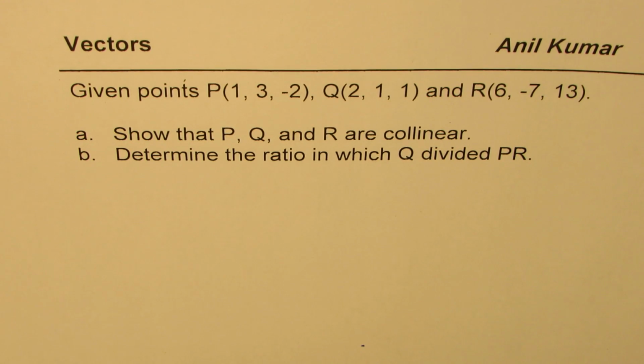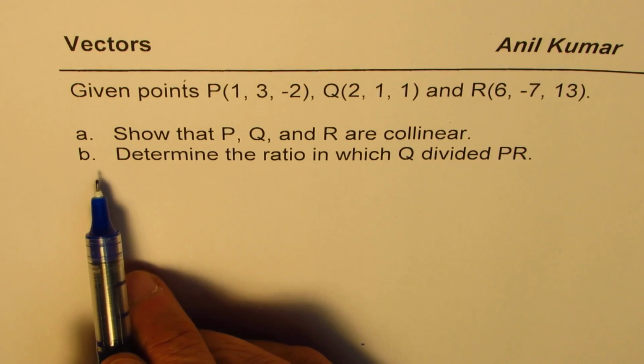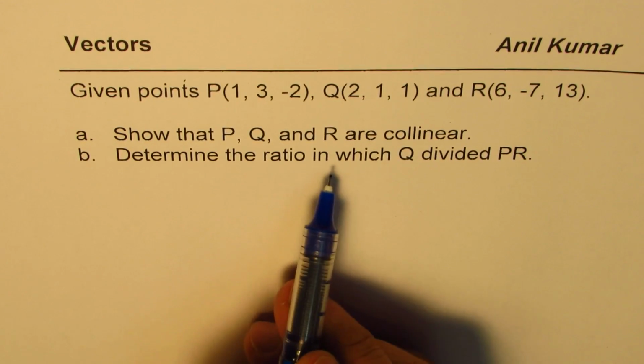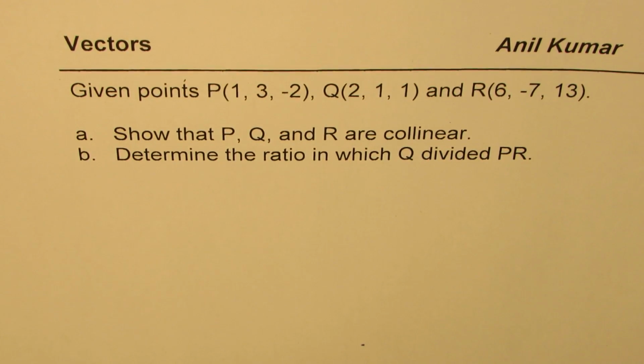The question here is, given points P(1, 3, -2), Q(2, 1, 1), and R(6, -7, 13). Show that P, Q, and R are collinear. Determine the ratio in which Q divides PR. So that is the question for you. You can pause the video and answer the question.